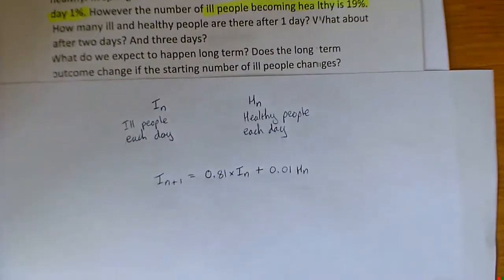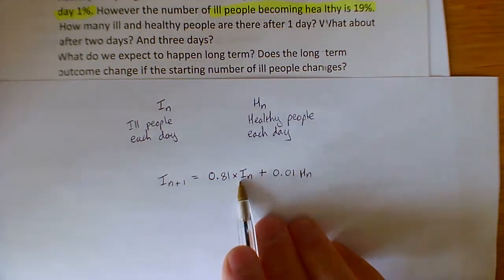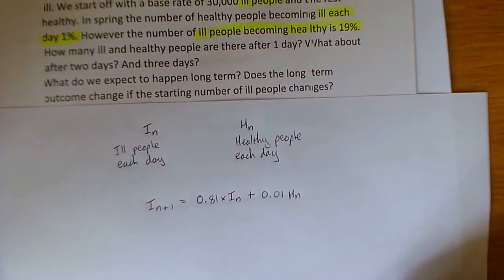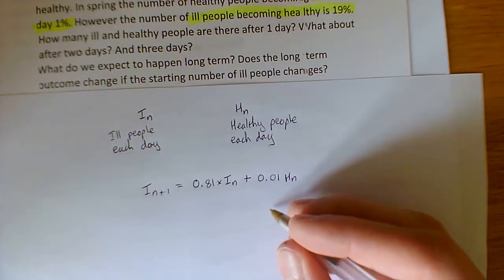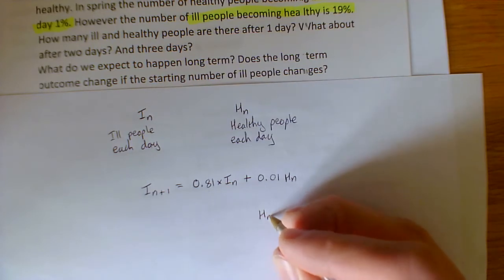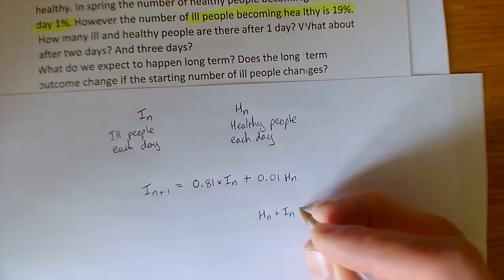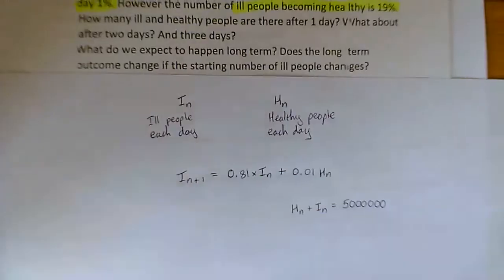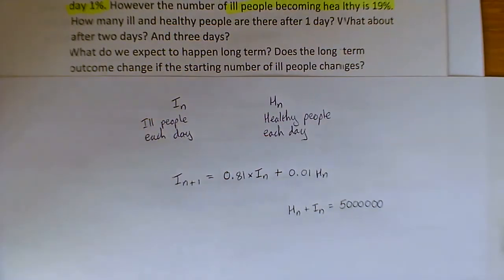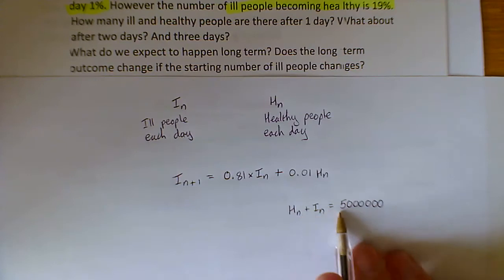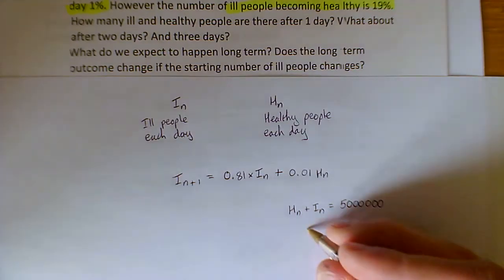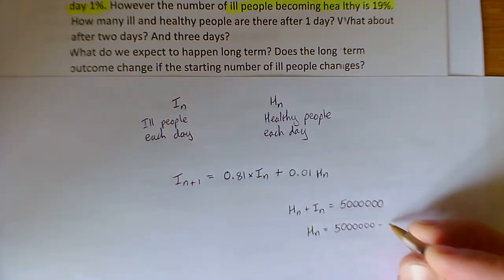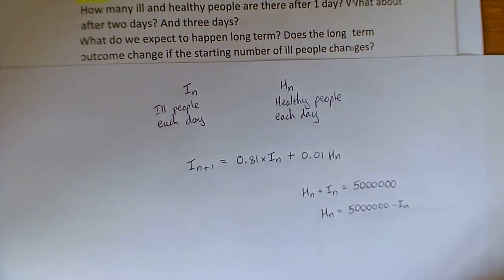Now that's a really nice relationship, but it includes INs and HNs here, which is not helpful. So let's see if we can eliminate one of those. Well, we can. And we can eliminate one of those because we know that the number of healthy people plus the number of ill people is always the whole population. There's no other possible category that you can fall into in this particular scenario. So the whole population is either ill or healthy, so that must equal 5 million. And so HN is going to be 5 million take away IN. Well, let's plug that in.